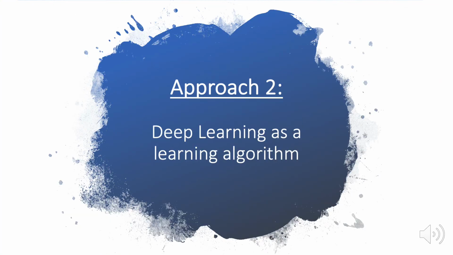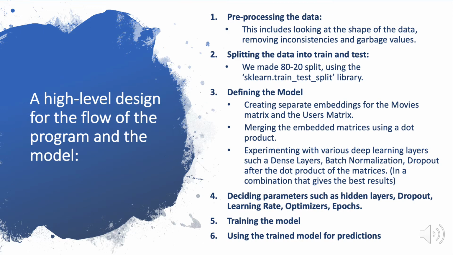Next, we tried a deep learning approach for the same method. We used a deep learning model instead of the SGD algorithm. We went about creating the deep learning model as follows. Firstly, we preprocessed the data to remove inconsistencies and garbage values. Then, we split the data into training and testing datasets by making an 80-20 split using the sklearn's train test split library.